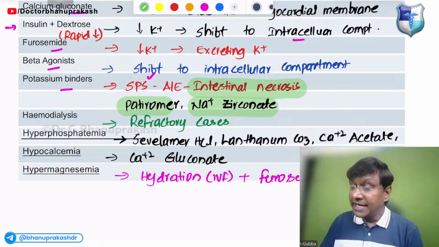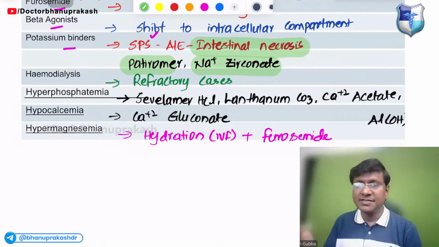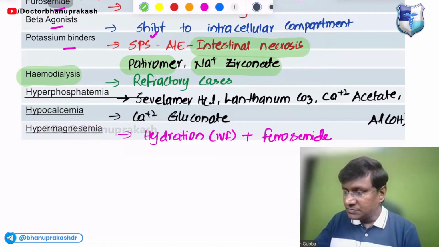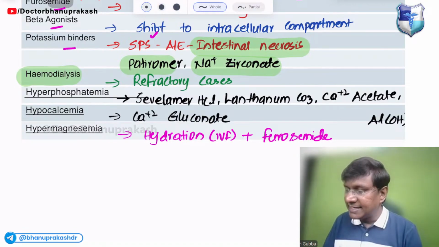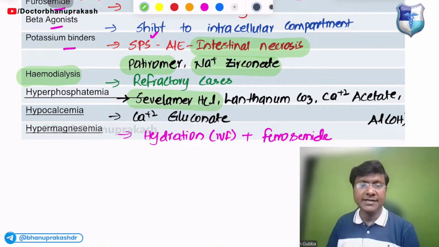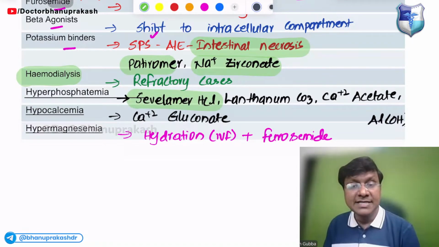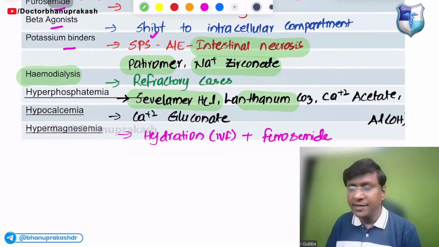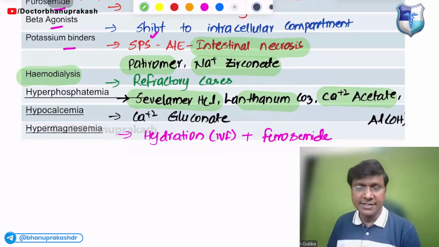Then in refractory cases of hyperkalemia, that means in spite of medical management, if the potassium levels do not reduce, then you need to plan for hemodialysis. In the same way, you need to be completely aware of how to treat the other electrolyte abnormalities like hyperphosphatemia. For hyperphosphatemia, we have the phosphate binders: sevelamer hydrochloride, another important molecule, lanthanum carbonate, right? And then calcium acetate. So these three are the molecules that we give for the treatment of hyperphosphatemia.